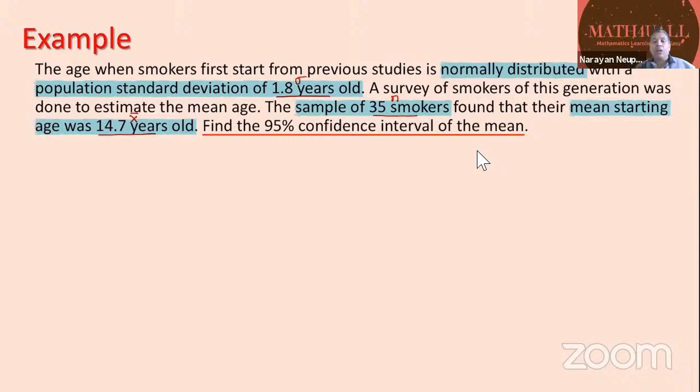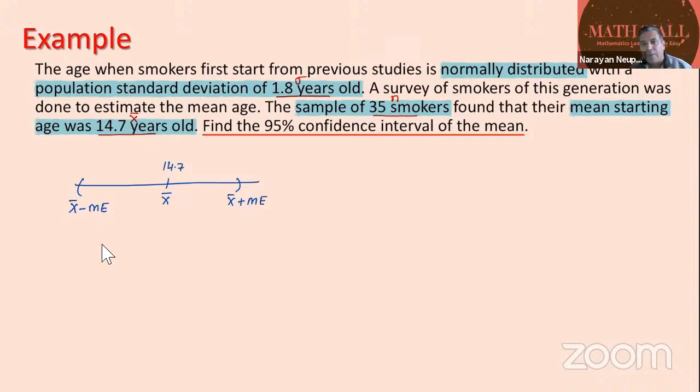So as I said before, in order to construct the confidence interval, what we need is the point estimate in the middle. In this case, we are talking about the mean. So the sample mean will go in the middle, and we add the margin of error to get the upper boundary for the interval, and we subtract the margin of error to get the lower boundary for the interval. So in the question, they have already given the mean. Mean is 14.7. But what we don't know is this margin of error.